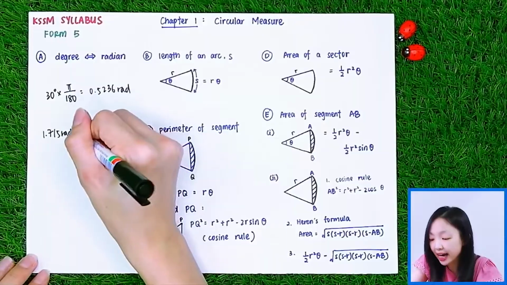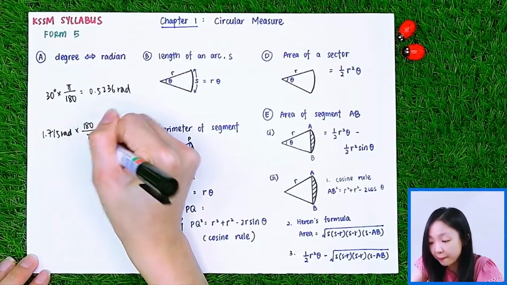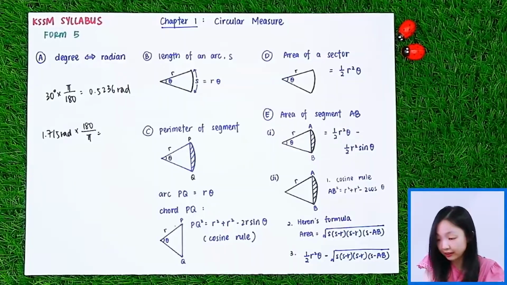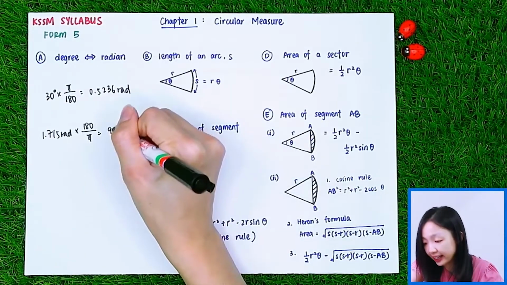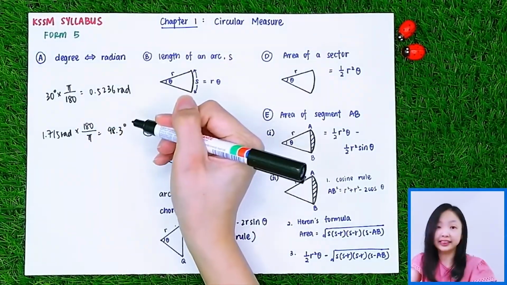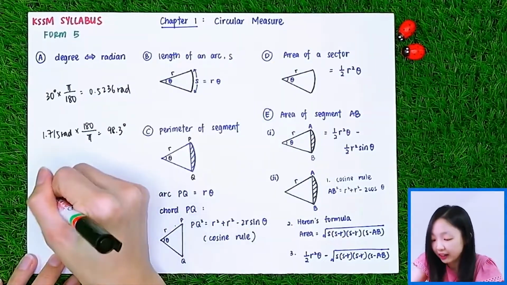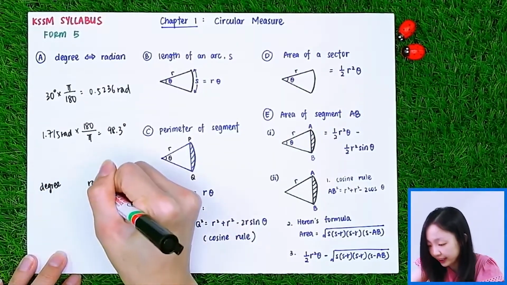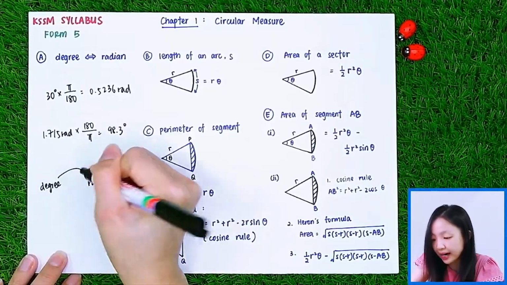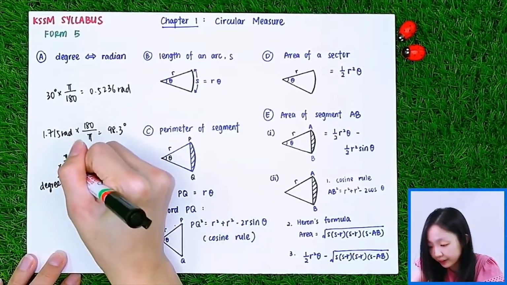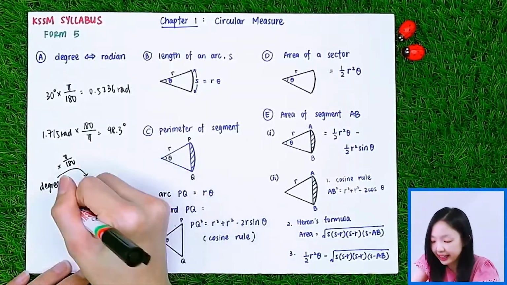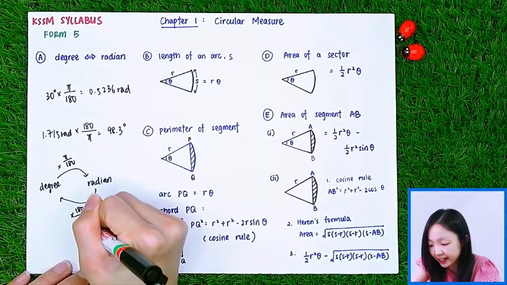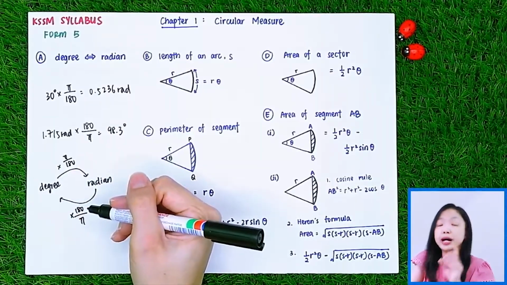In another way, if the question gives you 1.715 radian, how can you change it to degree? You have to times 180 over pi. So you use your calculator, 1.715 times 180 divide by pi, then you will get 98.3 degree. So in conclusion, to change degree to radian, you times pi over 180, and to change radian to degree, you times 180 over pi. This is the first part that you have to know.